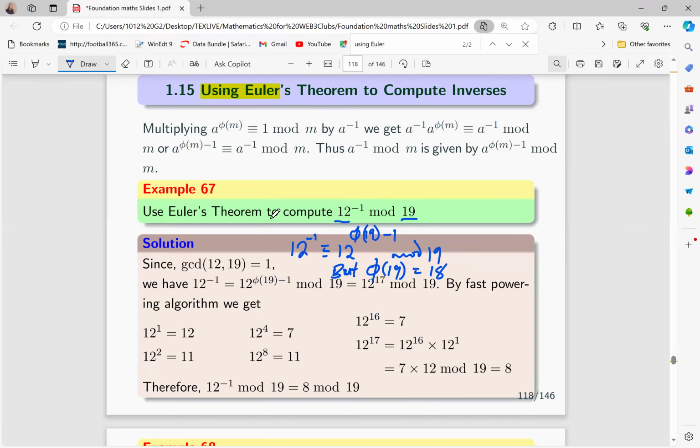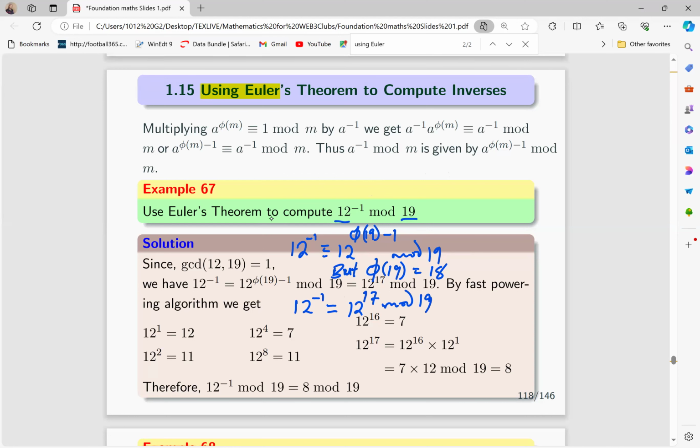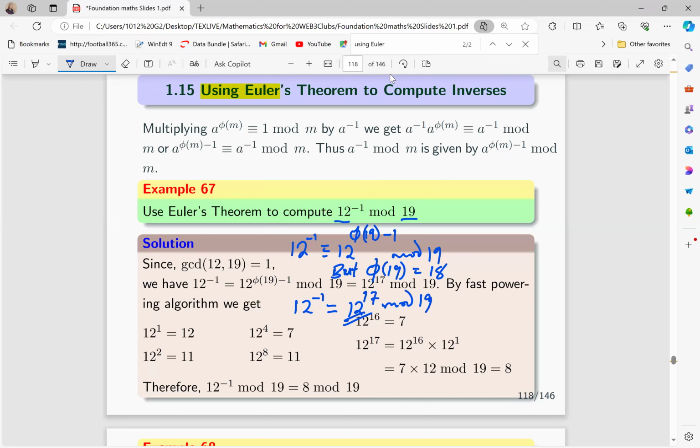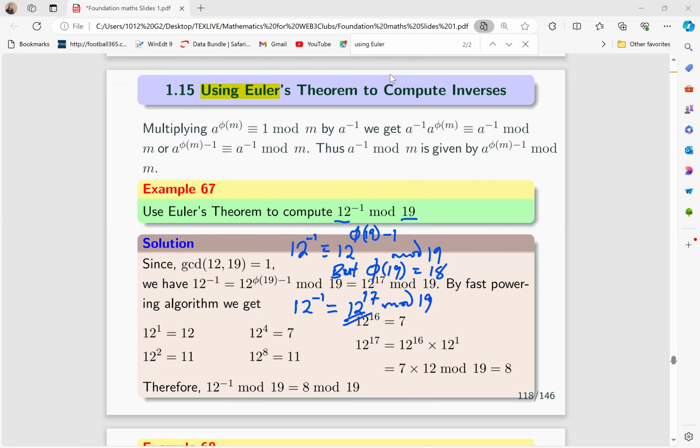So what we therefore say is that the inverse of 12 is in fact 12 raised to 18 minus 1, which is 17, mod 19. Now, once you already have the inverse, the only thing you need to do is to use the fast powering algorithm to find out what number 12 raised to 17 is. That is the only thing we're supposed to do.